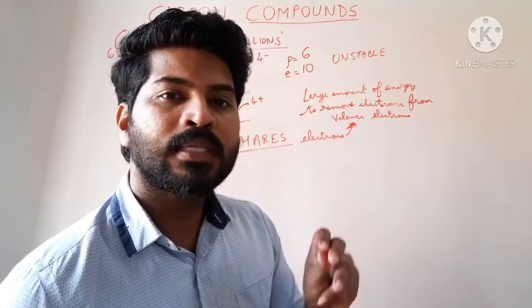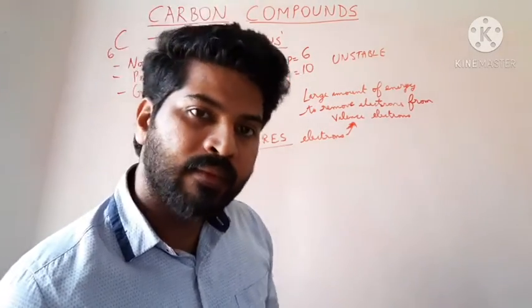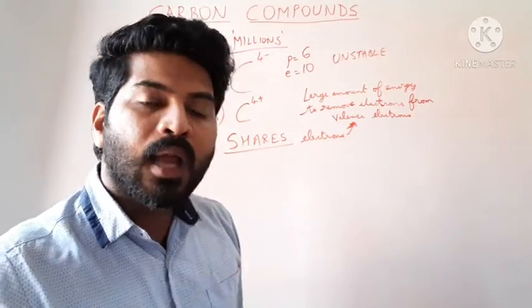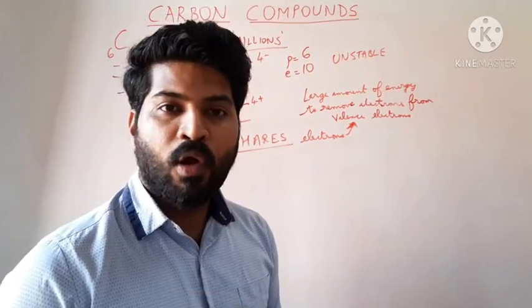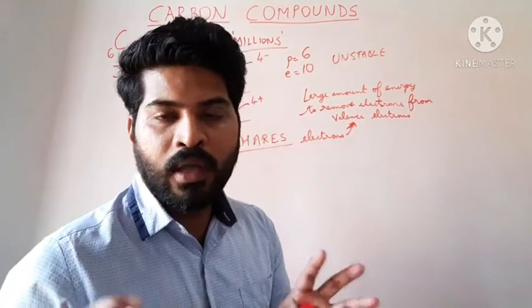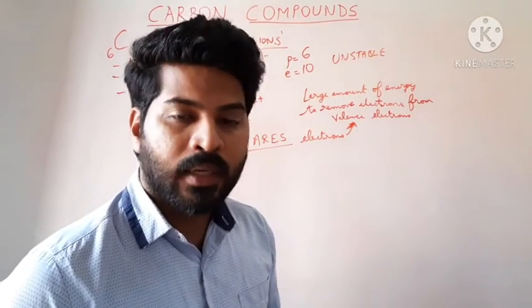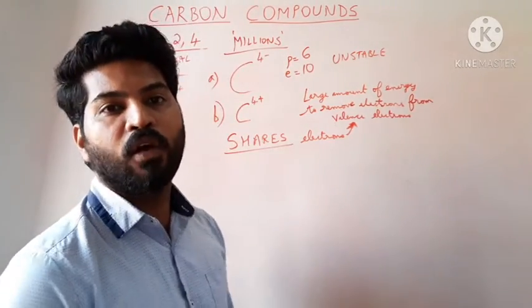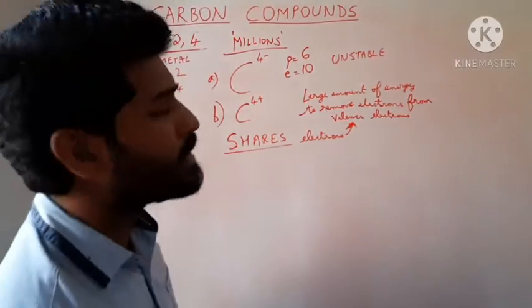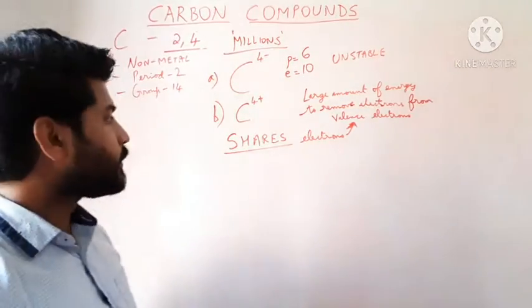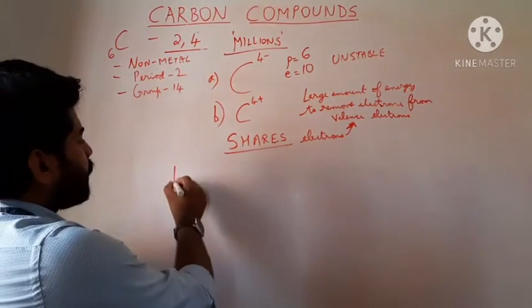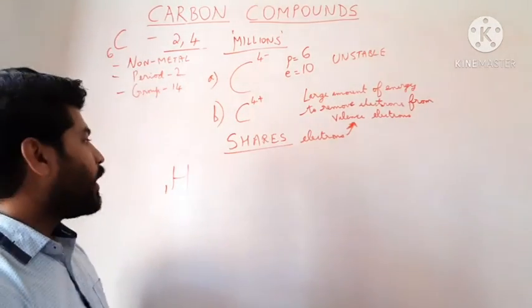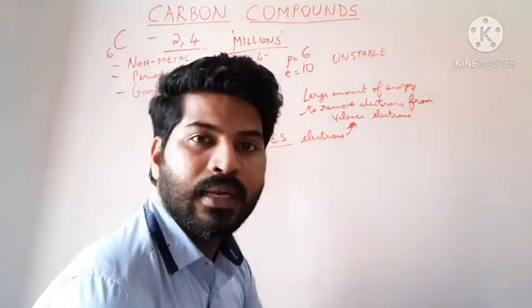We will start with simple elements, then we come to carbon. It is not that only carbon is involved in this sharing of electrons. Other non-metals, other elements are also involved in sharing of electrons. Let us start with the simple example of hydrogen. Now, we know that hydrogen has atomic number 1, so it has 1 electron.